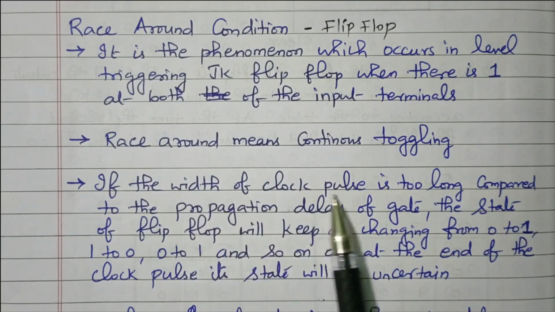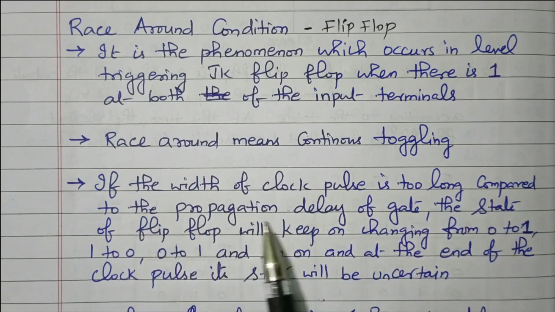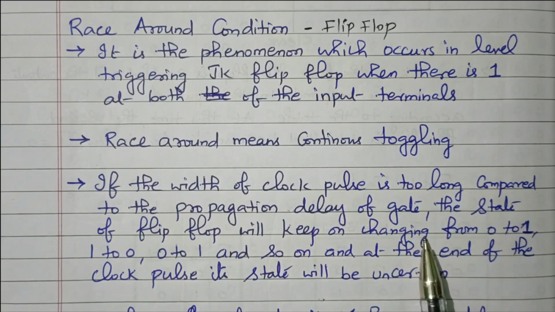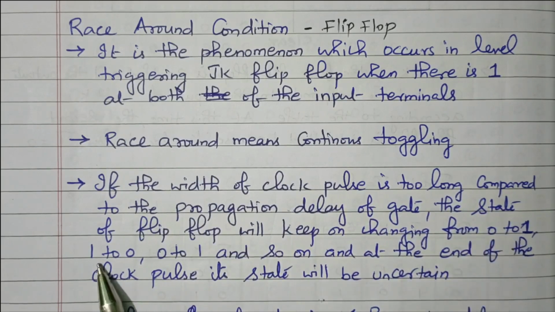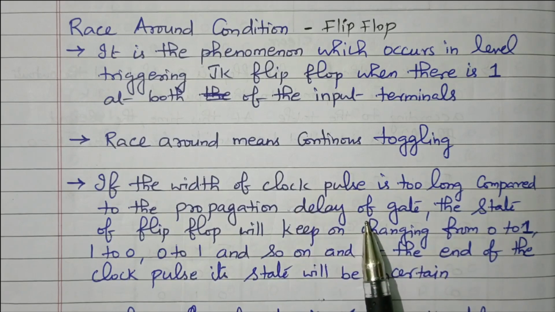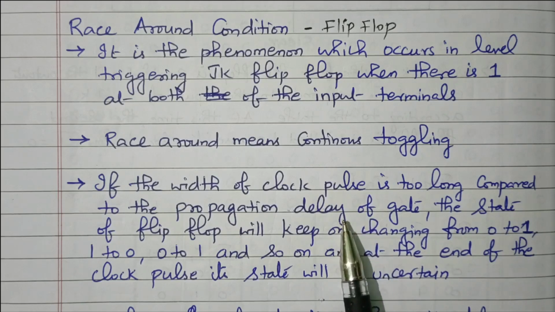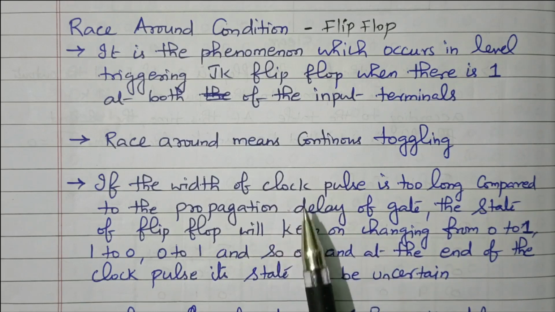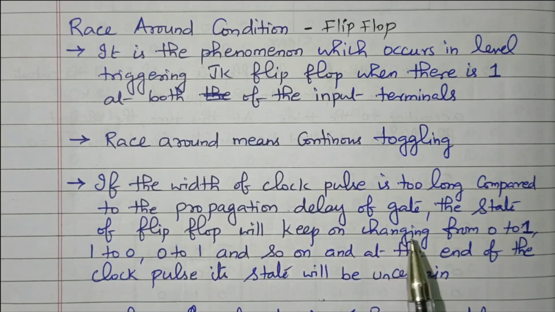So in this, the width of the clock pulse is too long compared to the propagation delay of the gate. The state of the flip-flop will keep on changing, that is from 0 to 1, 1 to 0, 0 to 1 and so on. And at the end of the clock pulse, its state will be uncertain. We don't know what the output is, right? So the clock pulse is too long, but the propagation delay of the gate is lesser. So the state changes from 0 to 1, but even after changing, the clock pulse is still there, so it will keep on changing 0 to 1, 1 to 0, right?